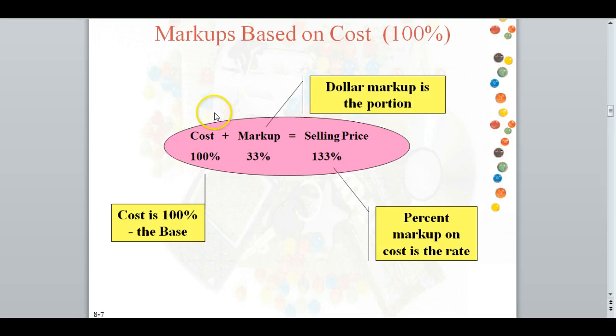So let's say, in this problem, cost, again, is always going to be 100% in this case. We want to mark it up 33%, so our selling price would be the sum of both of these numbers, or 133%.